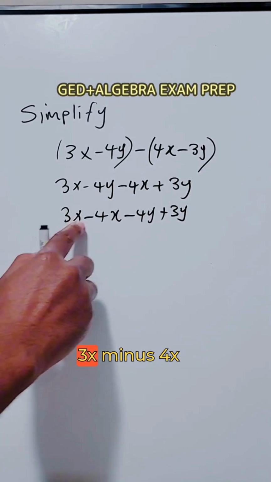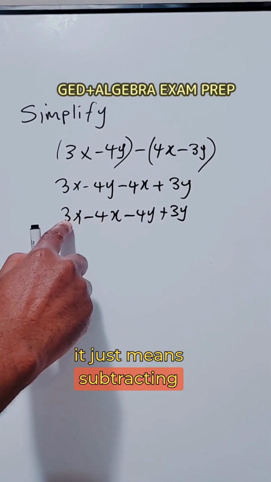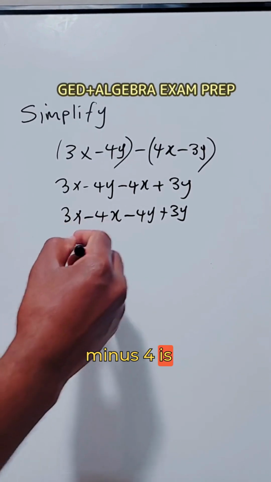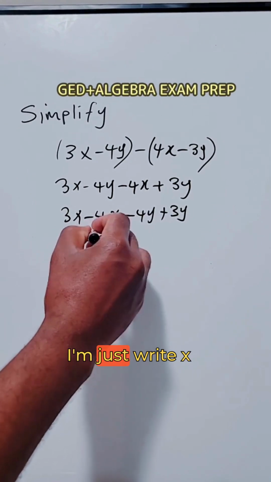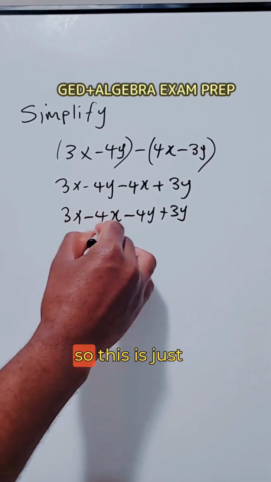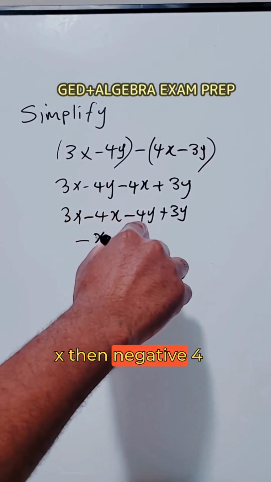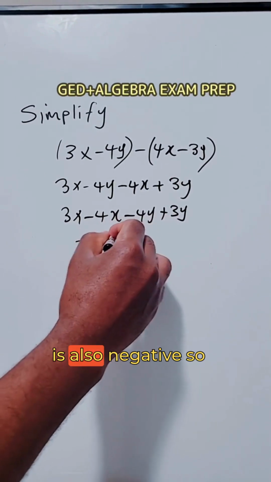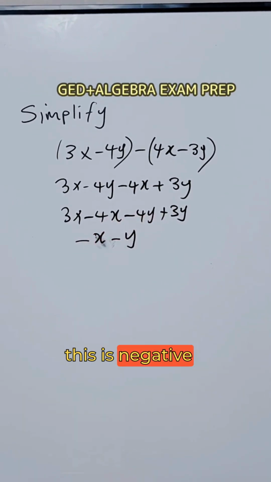Okay, so 3x minus 4x, it just means subtracting the coefficients, right? 3 minus 4 is negative 1, but we just write x. Okay, so 3 minus 4 is negative 1, so this is just negative x. Then negative 4 plus 3, it's just the same as 3 minus 4, which is also negative. So this is negative y, negative x minus y.